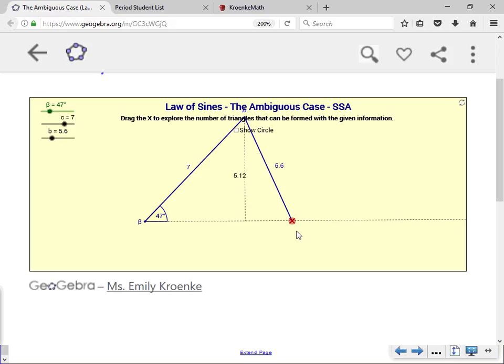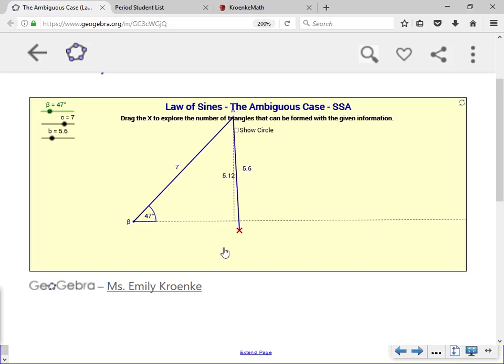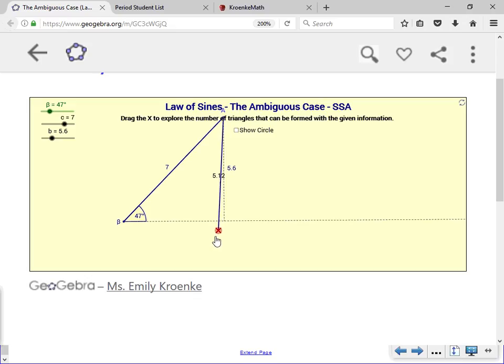Okay. So here I have one triangle. Now if I continue to move this side, notice I'm not connecting perfectly with that dotted line, so I'm not creating a triangle. But as I swing it around, I meet up with that dotted line again. Have I just created another triangle? Yes, I have created a second triangle.